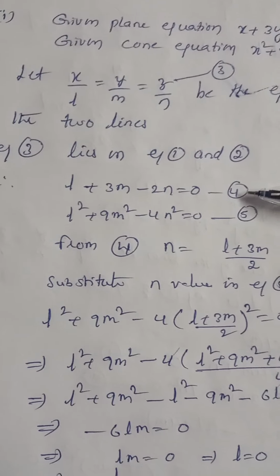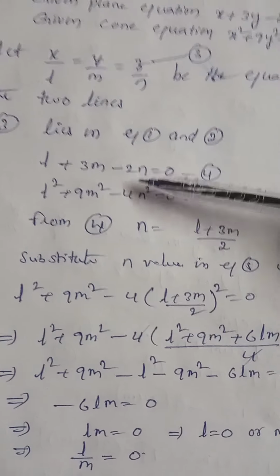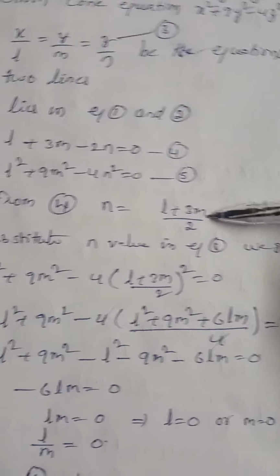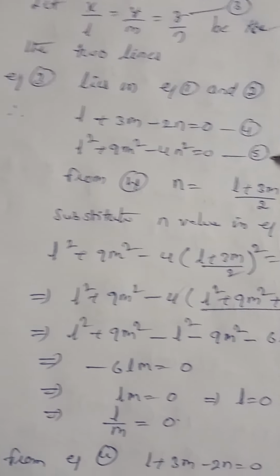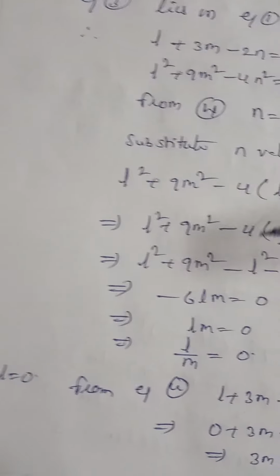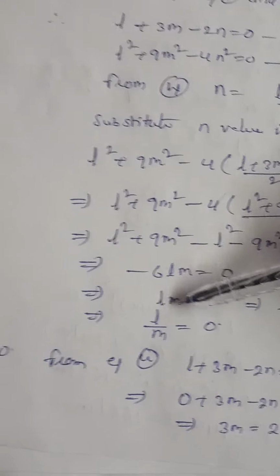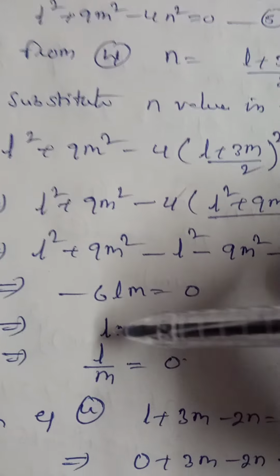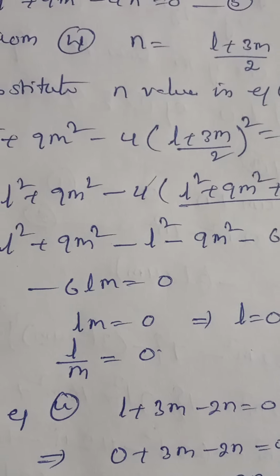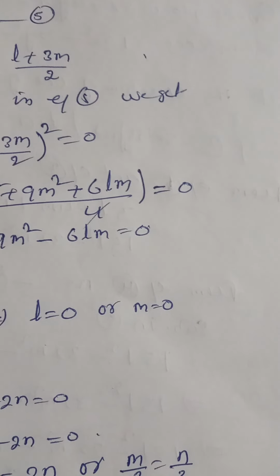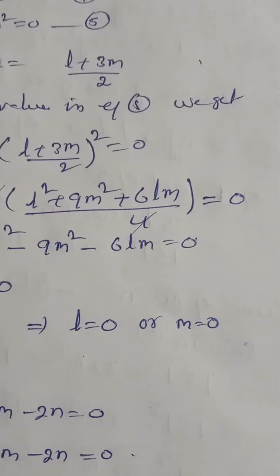Now we got 2 conditions, 4 and 5. From equation 4 find the n value. n is equal to L plus 3m by 2. After getting this value, substitute the n value in equation 5. Now we will get a quadratic equation in L. Now here I got on simplification, Lm is equal to 0. Product of 2 numbers is equal to 0 means either L is equal to 0 or m is equal to 0. Product of 2 numbers is equal to 0 means either the first number is equal to 0 or the second number is equal to 0.